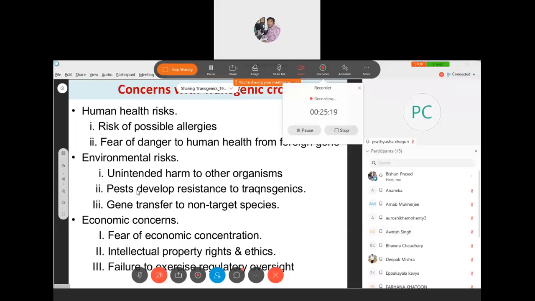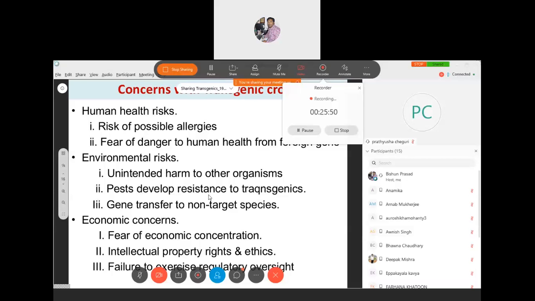Then, pests may develop resistance to the transgenic. It is true. For all varieties, whether released by genetic engineering, conventional breeding or molecular breeding, there is a chance that pests can develop resistance. So it's a science. We keep growing. We keep making new transgenic plants. We keep making new hybrids so that once pests develop resistance, we can release another variety. Or there are other strategies also.